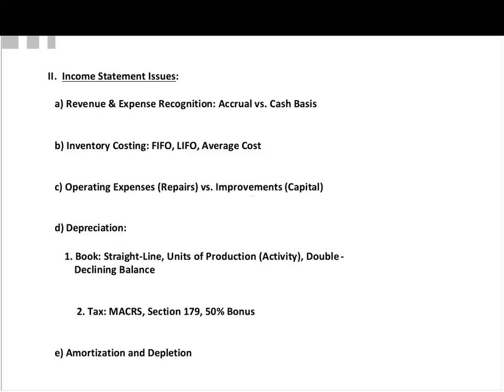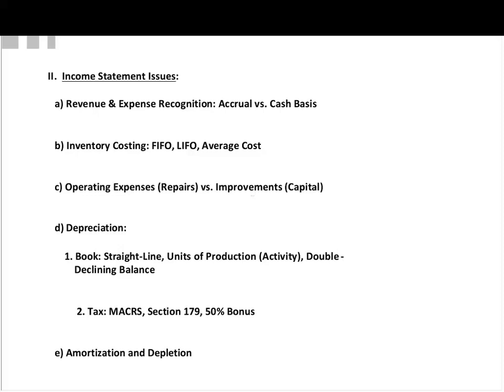Let's go to depreciation. For the financial statements, otherwise known as the books of the business, we can use straight line, units of production or activity, or double declining balance. Straight line is the most common. You depreciate a delivery vehicle, like a delivery van. If you bought this used van for $10,000, depreciated over 5 years, it's $2,000 a year, less any salvage or residual value.